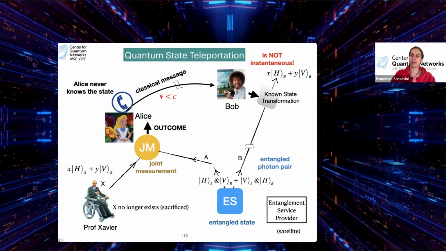And of course, Alice's call is not faster than light. It is limited by the speed of light. Therefore, this type of communication is not instantaneous. It is still limited by the speed of light because Alice needs to communicate classically with Bob.